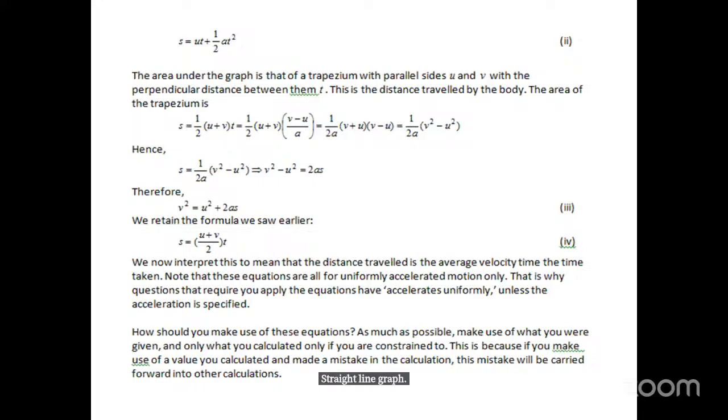We now interpret this to mean that the distance traveled is the average velocity times the time taken. Times, not time. S is missing. Times the time. But we have to be careful. This is not the average velocity that we saw earlier. Let's just say the average of the velocities. I will reframe that. Average of velocities times the time taken.